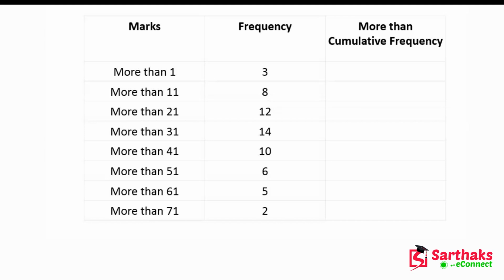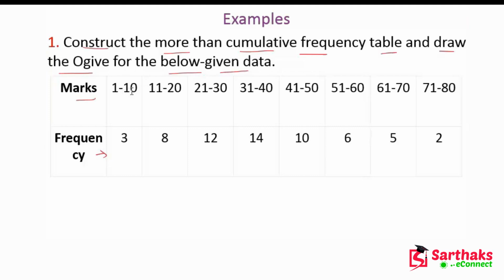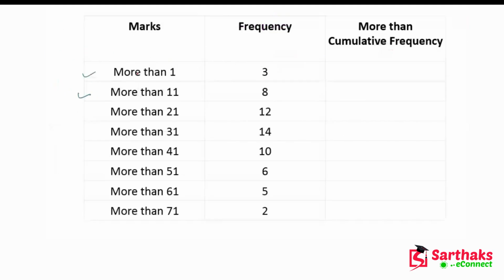And as we discussed in how to draw the more than ogive curve, we have to take the intervals against each lower class limit. Like this, we are taking more than 1, here is more than 11, and we have the intervals 1 to 10, 11 to 20. And the lower limits are 1, 11, 21. And same here, we are taking more than 1, more than 11, more than 21, like this.